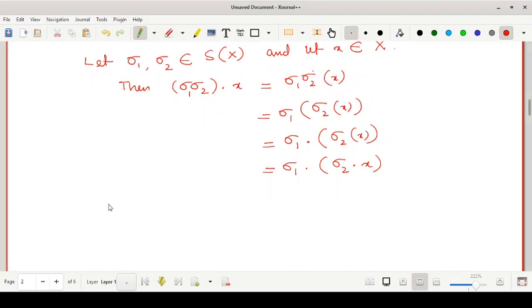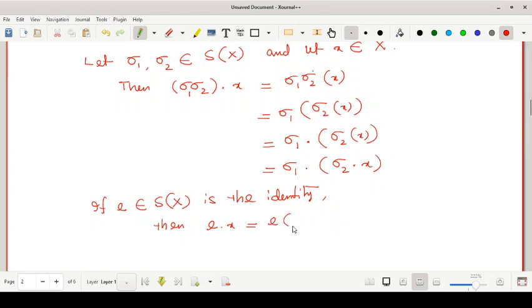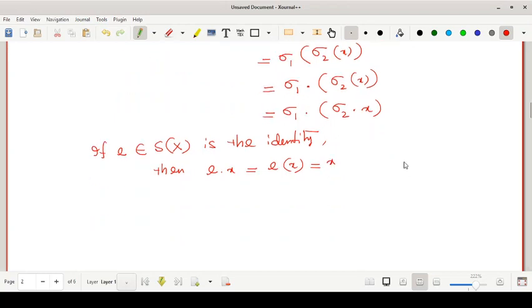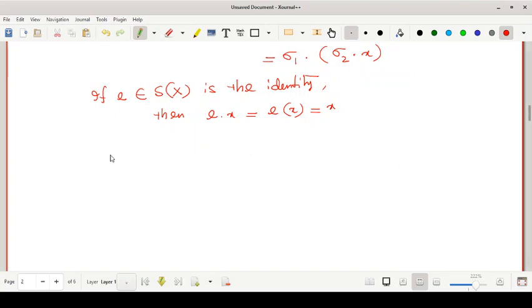Second one, see, if e is the identity permutation, that is the identity function, then what will be the action of e on x? This is identity of x. That means x. The image of any element under the identity function is the same element. So therefore, we are done. Both the conditions are verified.